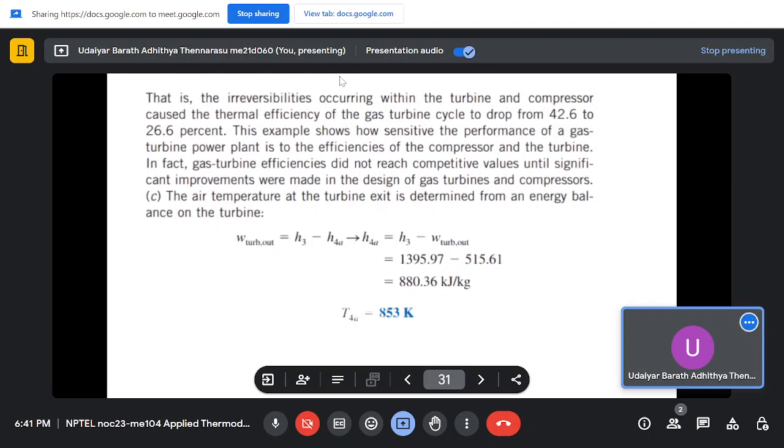So if your turbine and compressor are not efficient, there will be a huge drop in your cycle efficiency. Next was to find out the turbine exit temperature. So we know the turbine output is 515.61 and your net work output is H3 minus H4A. So the enthalpy at state 4A is 880.36 kilojoule per kg. So the temperature corresponding to that enthalpy will come out to be 853 Kelvin.